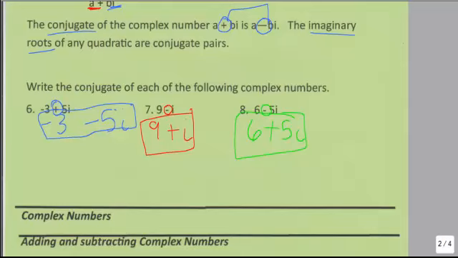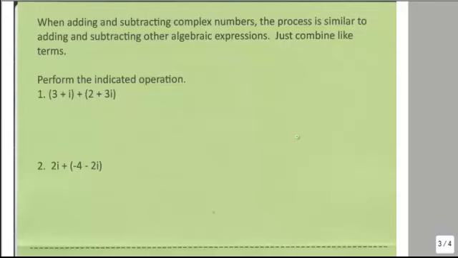The second part of what we are doing today involves adding and subtracting those complex numbers. Now, these work very similarly to the way that algebraic expressions work. You will be adding the real parts together, and you will be adding the imaginary parts together. So in this first example, this 3 and this 2 are your real parts, and then the i and the 3i are the imaginary parts. So you have to combine the correct parts together, just like combining like terms.